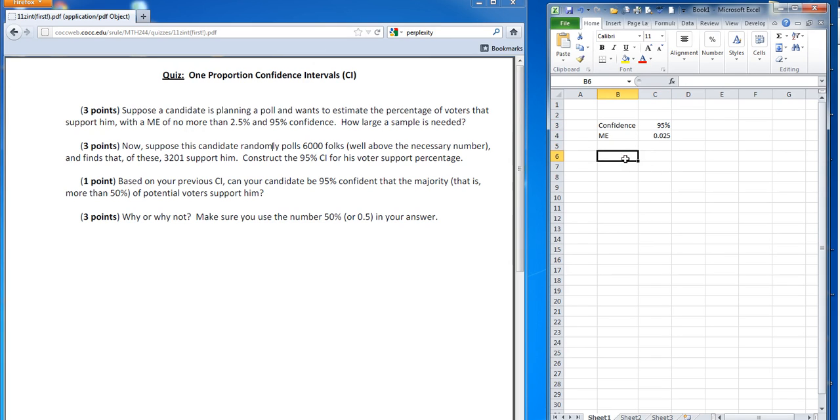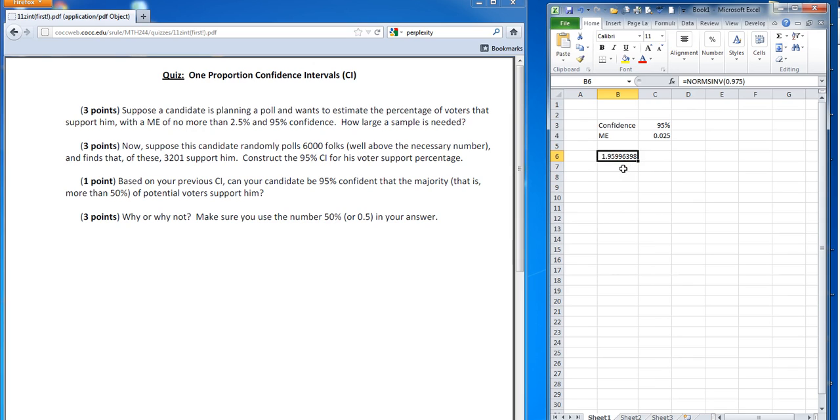Let me test my norm inverse. I think this is the one I want to use. Inverse returns the inverse of the normal distribution. And then I'm going to put the probability, and this is not going to make a whole lot of sense right now, but I'll explain it in a second. Yep, that's approximately the correct number.